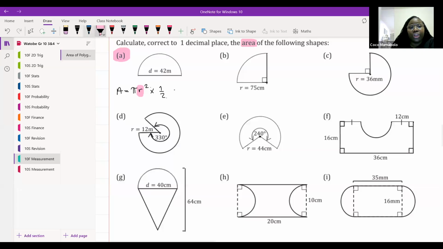Correct. So if they've only given us the diameter, how do we find the radius from the diameter? That is the formula for the circumference and not for the area. Correct, we're going to take half of the diameter, because the diameter is the same as the radius two times. So what is my radius going to be here? Correct, 21 meters. Excellent.